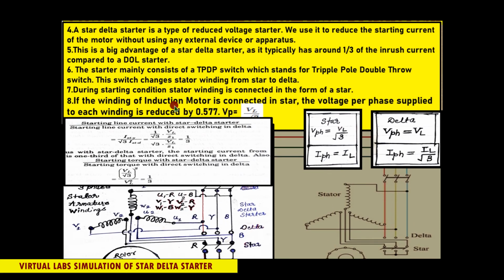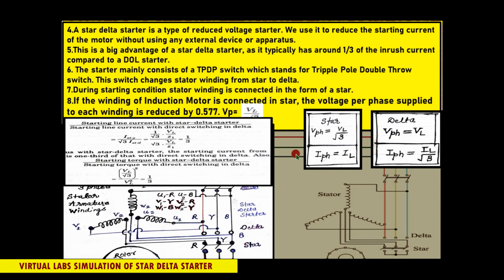A star delta starter is a type of reduced voltage starter. We use it to reduce the starting current of the motor without using any external device or apparatus. And this is the big advantage, guys. It typically has around 1/3 of the inrush current compared to a direct online starter.